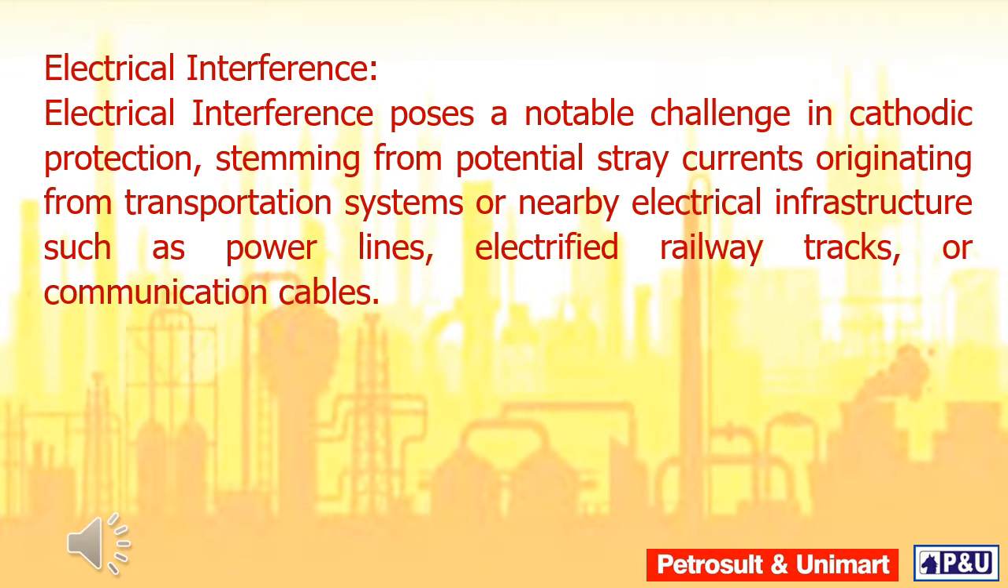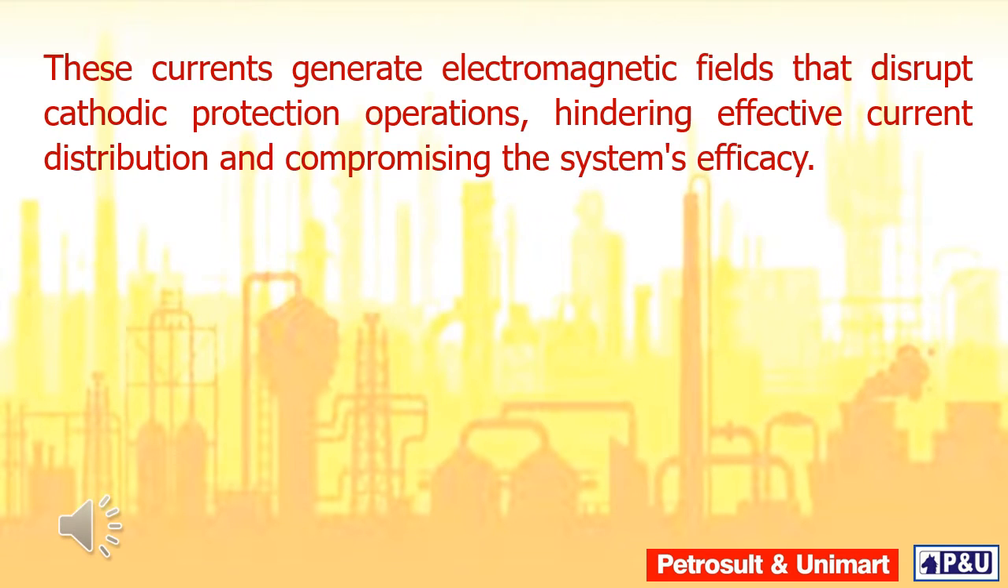Electrical interference. Electrical interference poses a notable challenge in cathodic protection, stemming from potential stray currents originating from transportation systems or nearby electrical infrastructure such as power lines, electrified railway tracks, or communication cables. These currents generate electromagnetic fields that disrupt cathodic protection operations, hindering effective current distribution and compromising the system's efficacy.